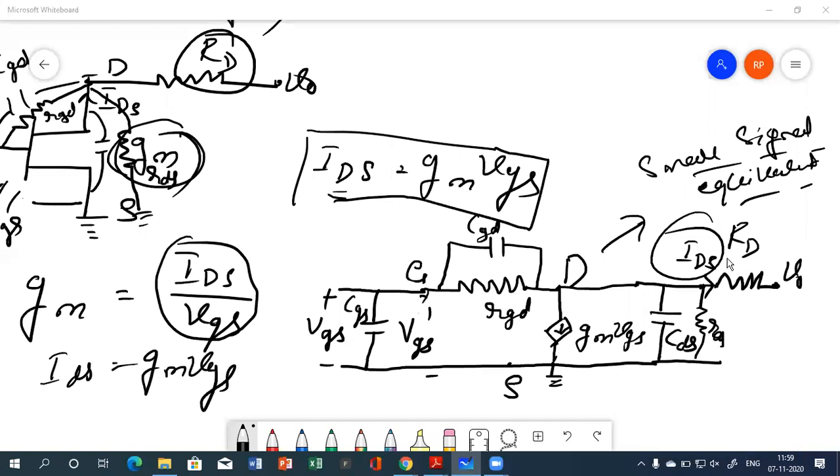Only one thing is important, you need to remember. This is the current source which flows from drain to source. That's why I represent it as gm into VGS. Don't get confused with that. So this is a small signal. Now using this, in the next class, we are going to the derivation part.